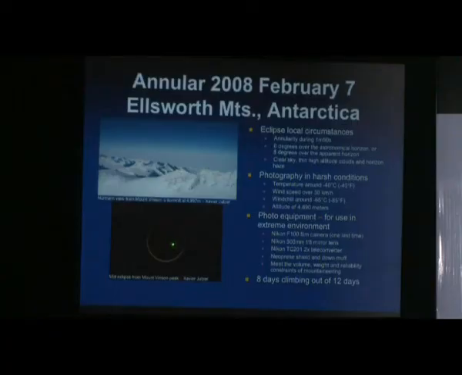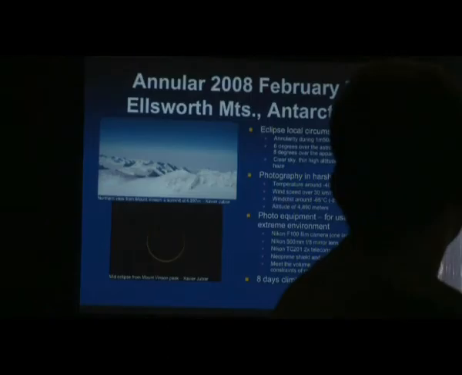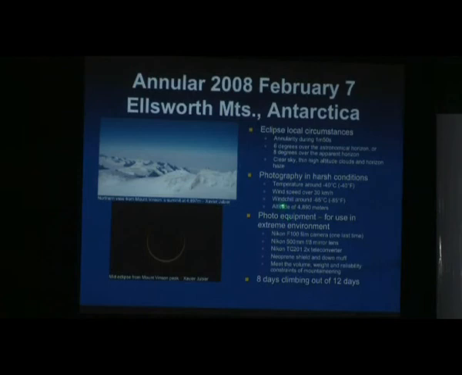Another picture from the summit, and one from the eclipse. As you can see, it's pretty cold over there, minus 40 Celsius. And it's summertime. Then, of course, you have to add the wind chill factor, and we had some wind. So, minus 65, maybe even lower. And, of course, you have to take pictures in those conditions.